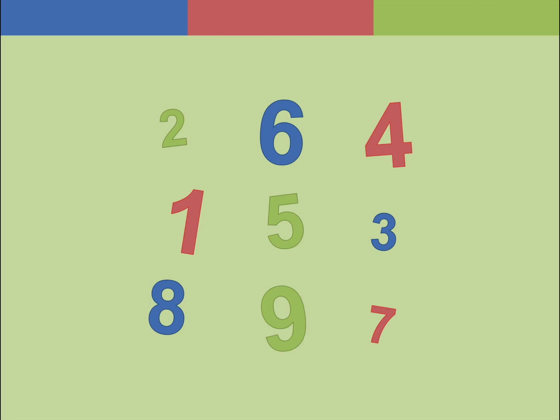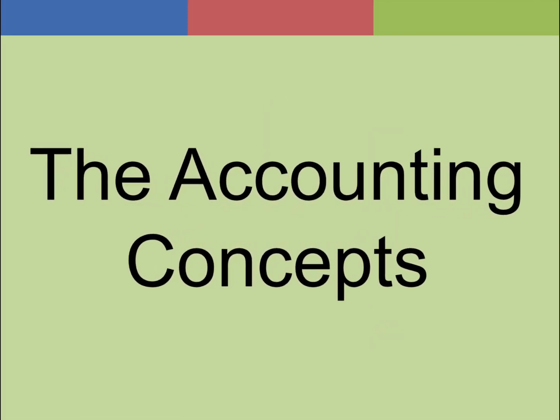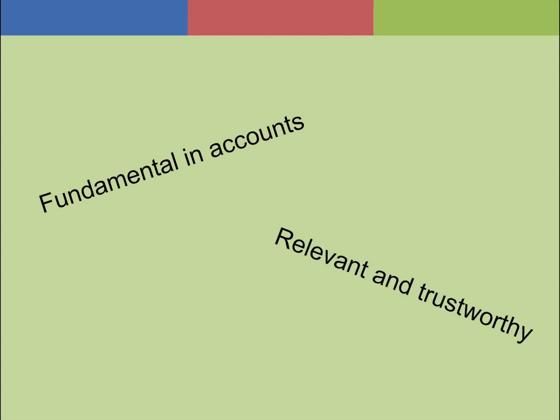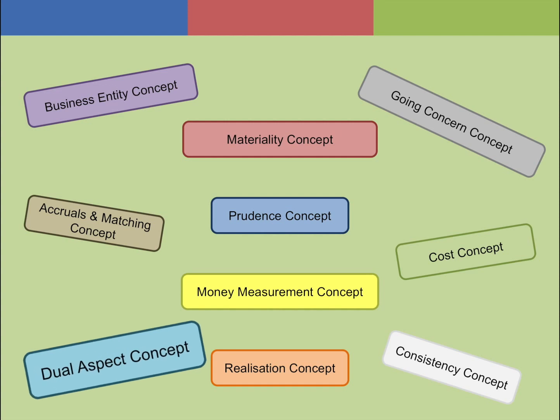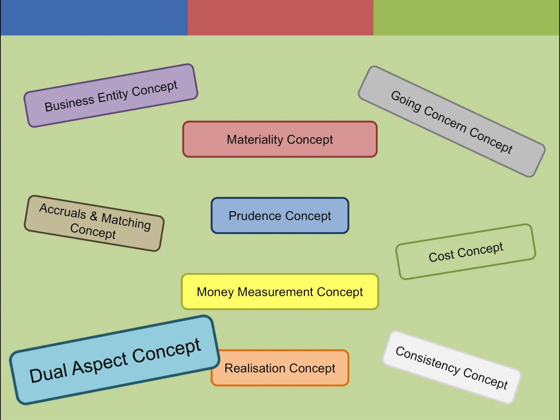To start with, there are a few concepts or rules of accounting. They are well known and referred to by many as the accounting concepts. These concepts and rules are fundamental in preparing the final accounts of an entity. Also, to an extent, the concepts assist in making the final accounts relevant and trustworthy to its users. In total, there are 10 main accounting concepts. Following on from the cost concept is the dual aspect concept, which we will look at in this video.